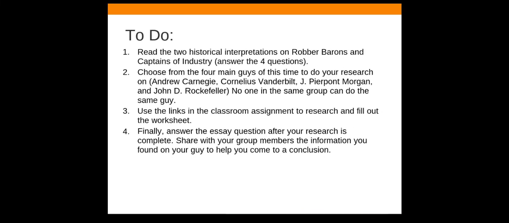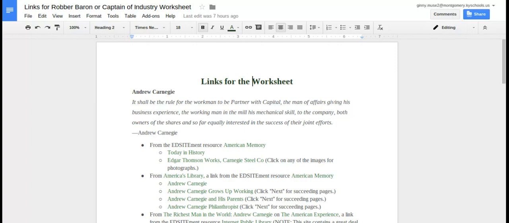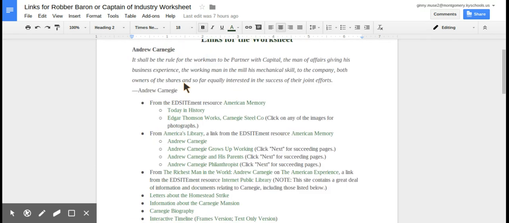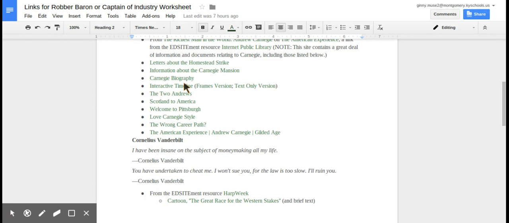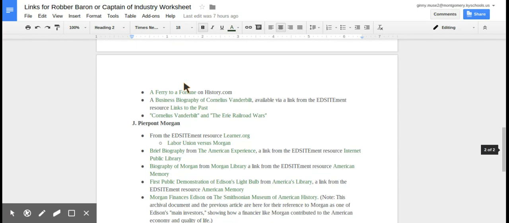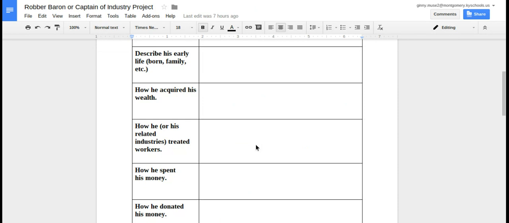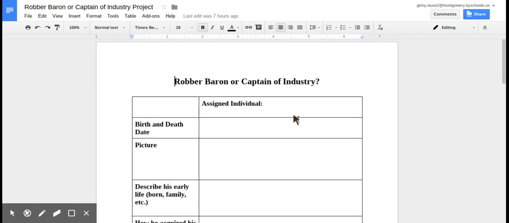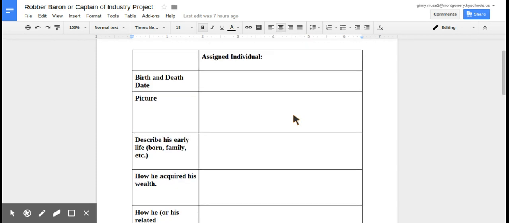So within your group, you'll decide who will do which one. Now, in the classroom, you will see a paper that says links for the robber baron or captain of industry worksheet. So depending on who you chose, I have put tons of resources where you can find anything that you want about these guys. There's quotes from them, there's websites, biographies, articles, anything that you're going to need to know about your guy. And this is what you're going to fill in for him. So you'll put at the top of the page who you chose under assigned individual. Tell me his birth and death day. Give me a picture of him.